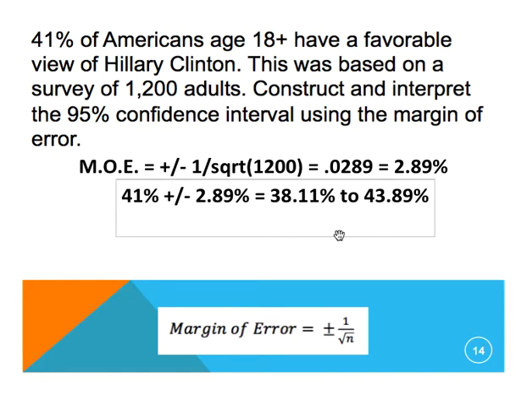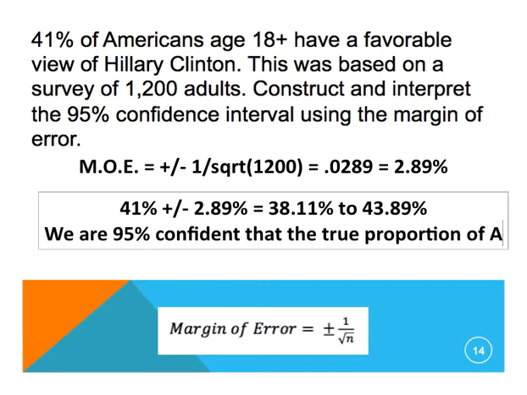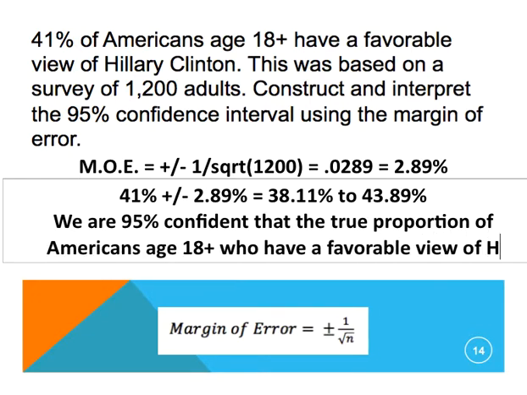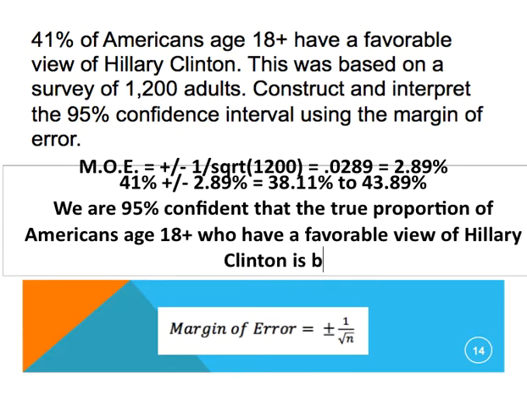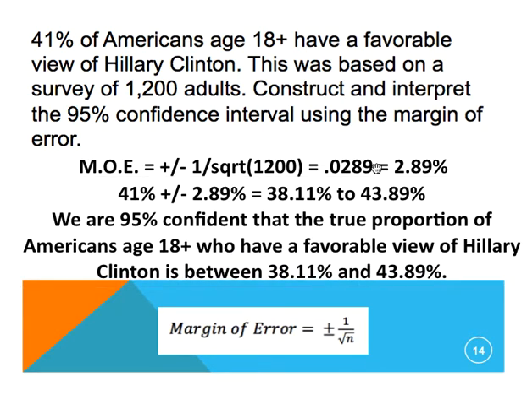And then in terms of an interpretation, there are a lot of ways you could state this, but we can say something like, we are 95% confident that the true proportion of Americans age 18 and up who have a favorable view of Hillary Clinton is between 38.11% and 43.89%. So it's going to look something like that. So again, we had to calculate the margin of error by taking 1 over the square root of n. We add and subtract it from the sample percent that we're given, and then we interpret it.